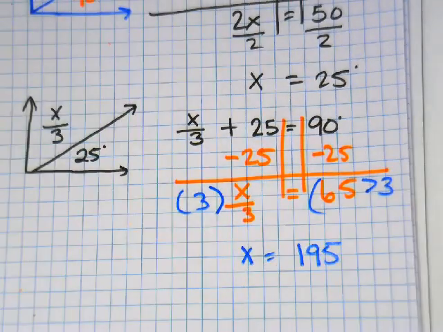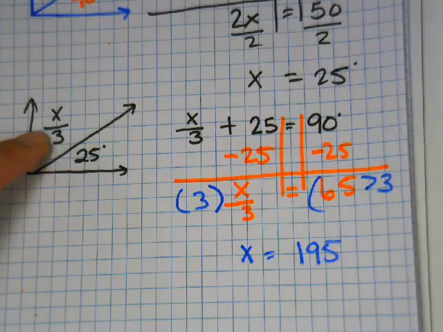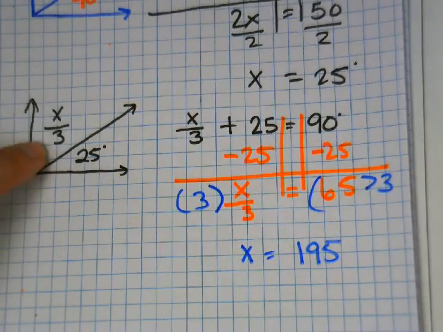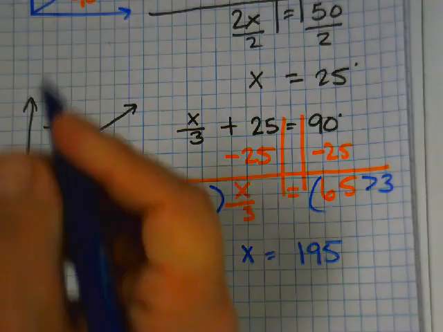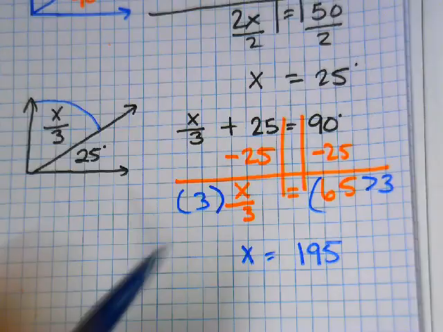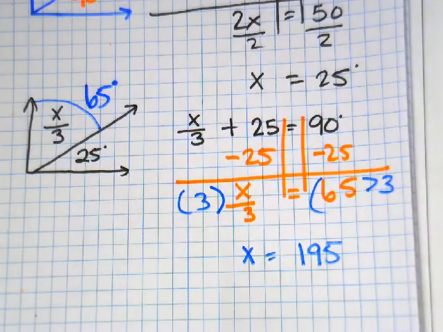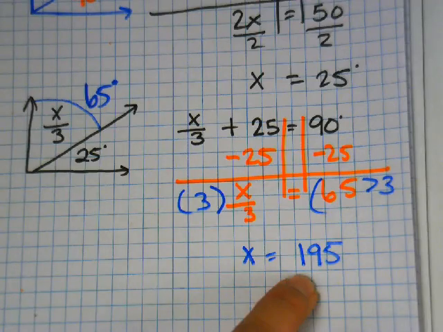Now, is that what the angle measures? No. The angle measures x divided by 3. 195 divided by 3 is 65. So this angle, if I were to use a protractor, measures 65 degrees. Is that what x equals? No, x equals 195. The angle measures 65 degrees.